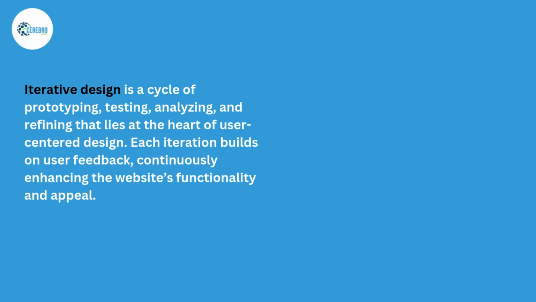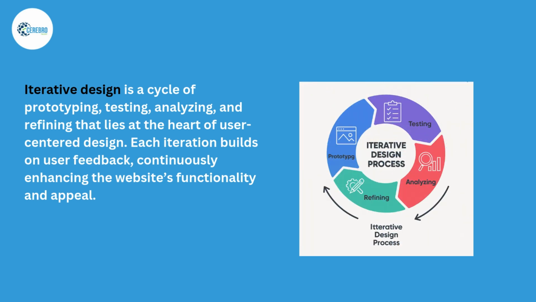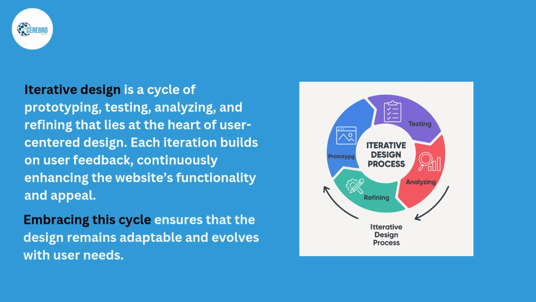Iterative design is a cycle of prototyping, testing, analyzing, and refining that is central to user-centered design. This scene explains how each iteration builds on user feedback, continuously improving the website. Diagrams illustrate the iterative loop, emphasizing that no design is ever final, but always evolving. By understanding this process, you can appreciate the value of adaptability and persistence in refining digital experiences. This method not only enhances usability.